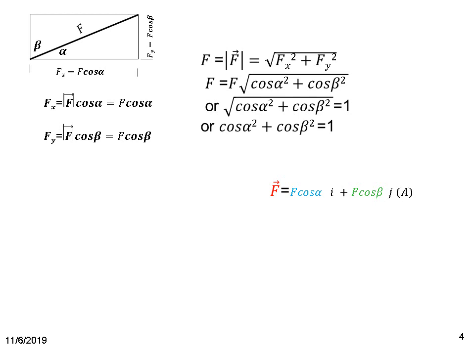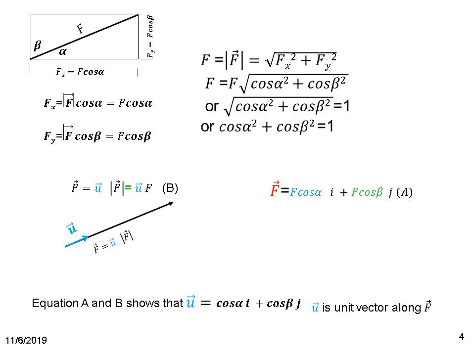A vector can also be represented as a unit vector u multiplied by its magnitude, as equation B. Equations A and B suggest that the unit vector u along the force vector is cos alpha i plus cos beta j.